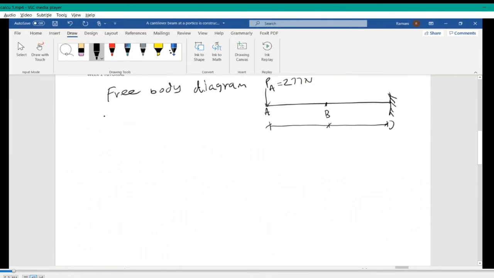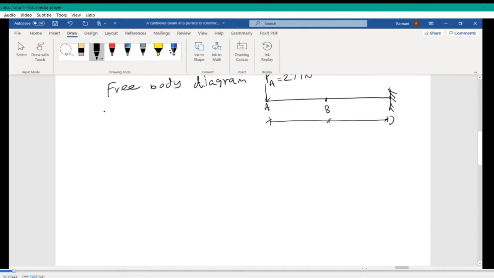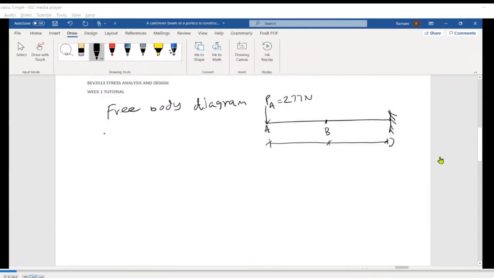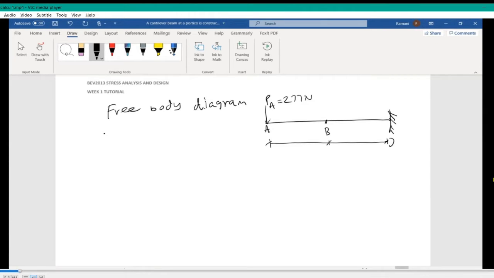I leave this space for drawing the things. I do the calculation here. All right, you must be recalling your support conditions, and you should know what's happening when it is simply supported, when it's fixed, and when it is roller or hinge support, right?